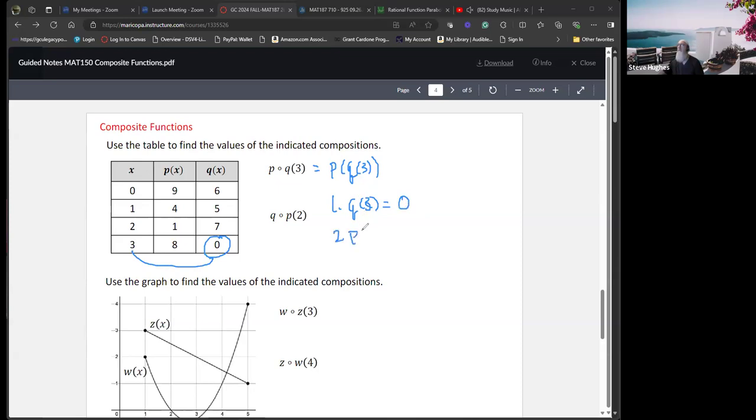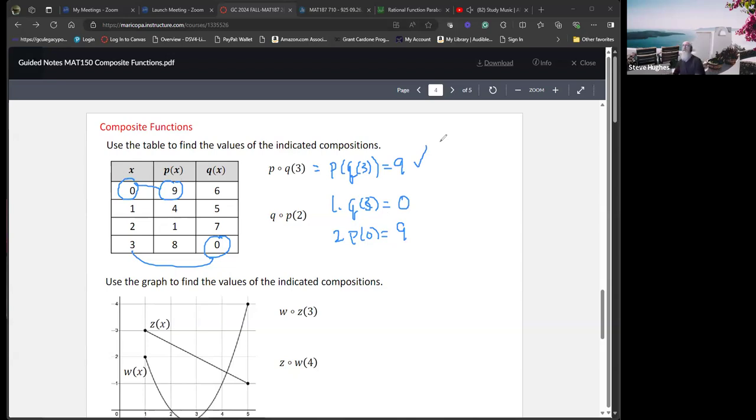Next, what is P of 0? That's my outside function now. What's P of 0? Here's 0. There's P of 0 right there. It is 9. All right, so that tells me that P of Q of 3 is 9. Check. I'm done.